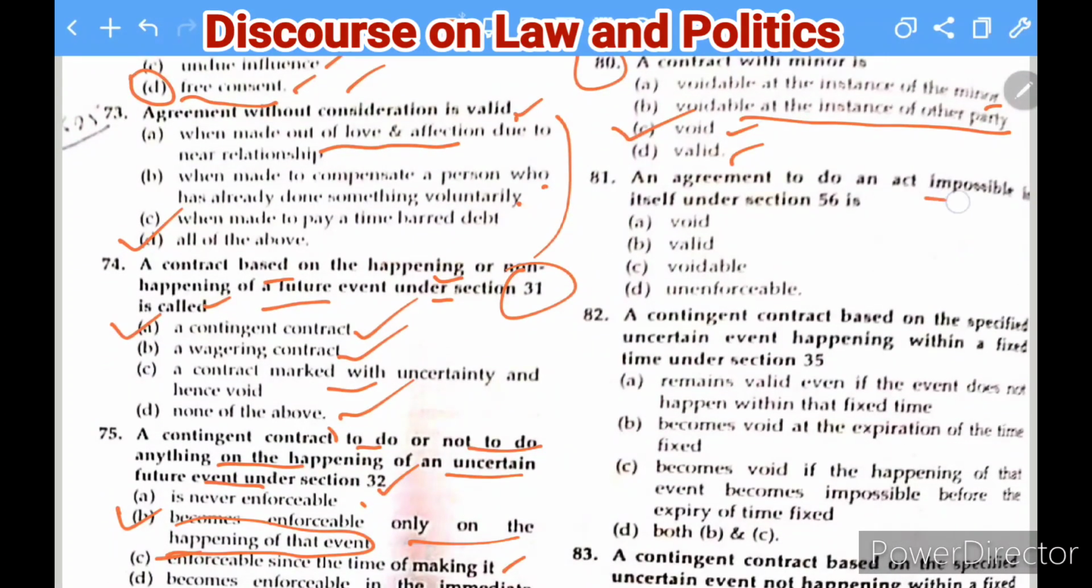An agreement to do an act impossible in itself under section 56 is, so when A and B are making an agreement and the action itself is impossible, whether that agreement under section 56 would be void, valid, voidable, unenforceable. So just give your answer. Because it is impossible itself, it is going to be void here.